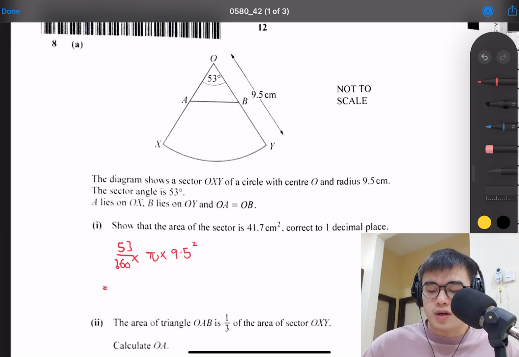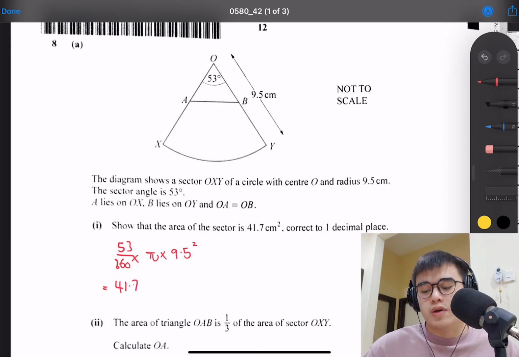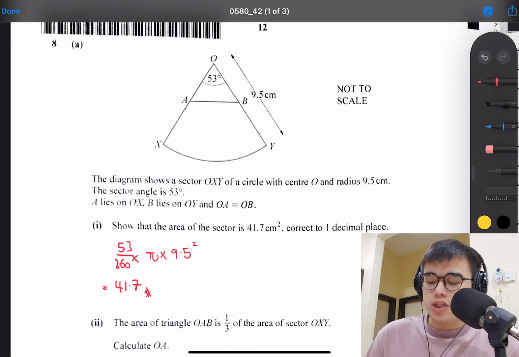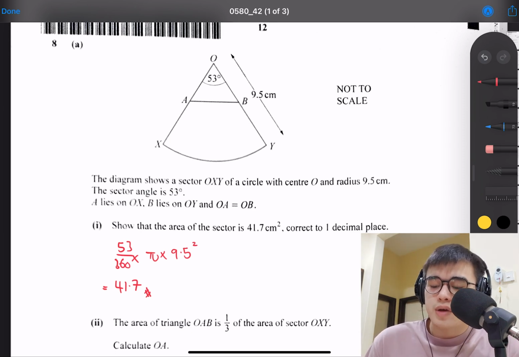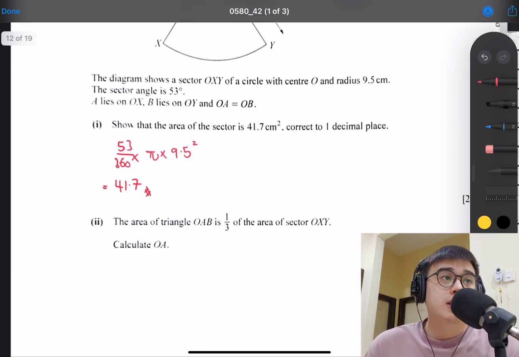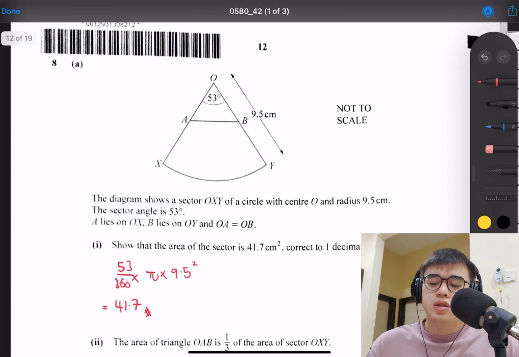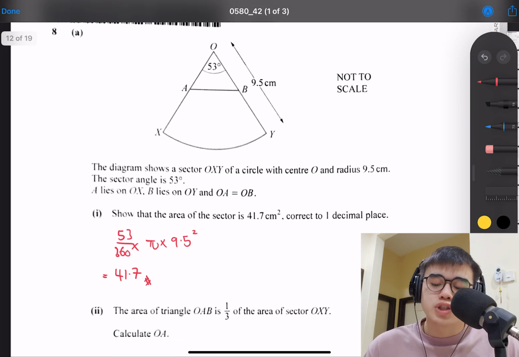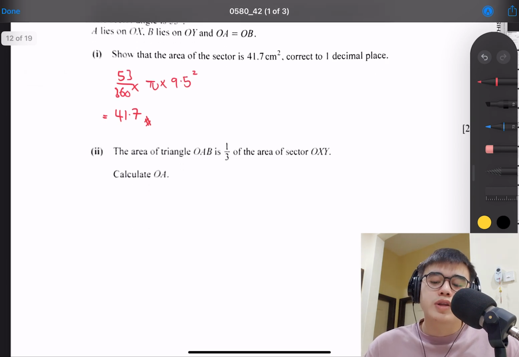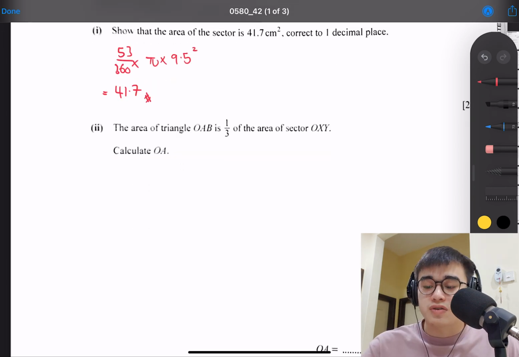And you should be getting your answers at 41.7 with no issue. So that's pretty much it for part A's calculation. The area of triangle AOB is 1/3 of the sector OXY. Okay, calculate your OA's information. Interesting. So first of all, you will need 1/3 of it. This 1/3 is actually our scale factor.